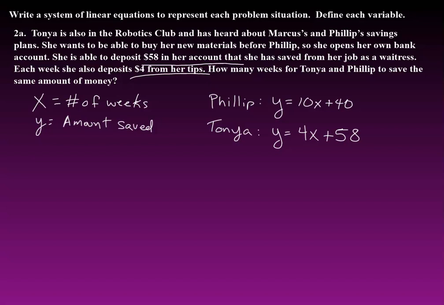So hopefully you remembered or found Philip's from the previous problem and wrote y equals 10x plus 40. And then if you look at Tanya's, Tanya was putting away $4 every week, and she had an initial amount of $58 already. So that is how we write systems from problem situations.